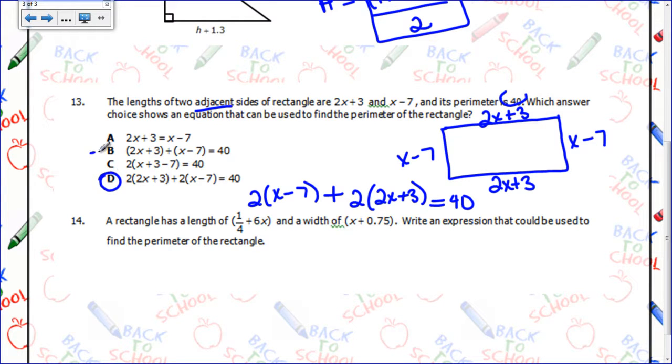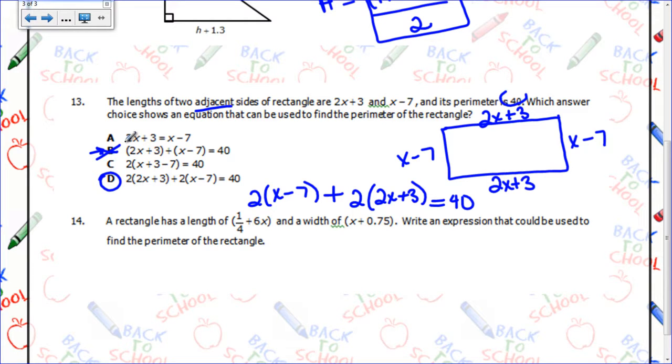If you choose B, you're only adding 2 of the sides of the rectangle. Well, that's not perimeter. You've only done half of it. You have to make sure you add all 4 sides, and so that's why we multiply by 2. So B doesn't work for that very reason.